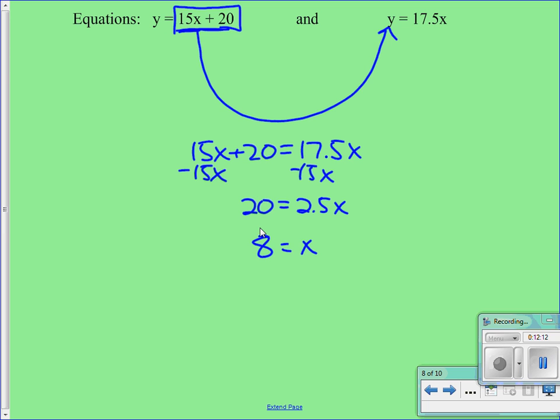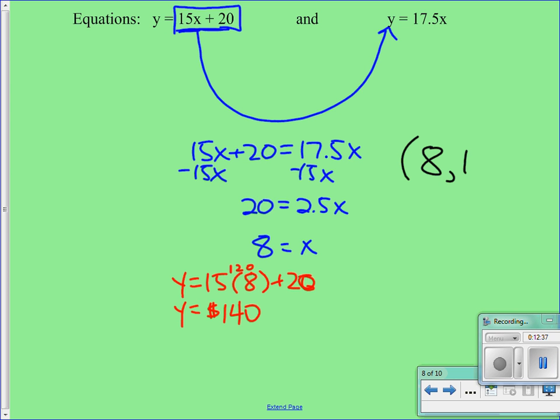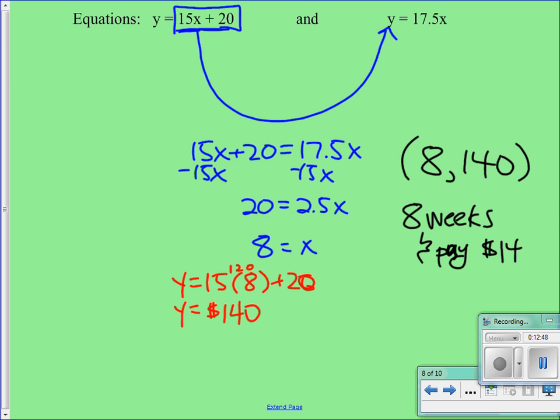If x is my 8 and 8 is my number of weeks, we've already got how many weeks. We just need to find the total cost. So I can plug it into any equation. So y equals 15 times my 8 weeks plus my $20, and that's 120 plus 20, my y is $140. So my ordered pair answer would be (8, 140), where it would take 8 weeks for them to be even, and they would pay, gosh, why can't I write this word? And they would pay $140. That's what this would mean.